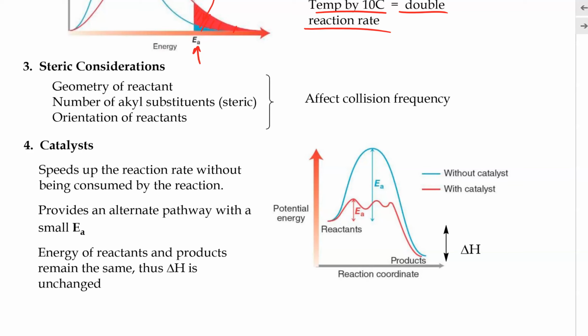And the next one is the steric consideration. Steric here refers to the steric hindrance that has to do with the geometry and the number of alkyl substituents that occur on the reactants, and also the orientation of the reactants as well. So basically, as the reactants are coming together, how easy it is for them to come together is dependent on the sterics and the geometry of how that can happen. So the sterics can also affect the rate of the reaction because it affects collision frequency. And the more steric hindrance there is, the more difficult it would be for them to collide, and therefore the slower the reaction rate would be.